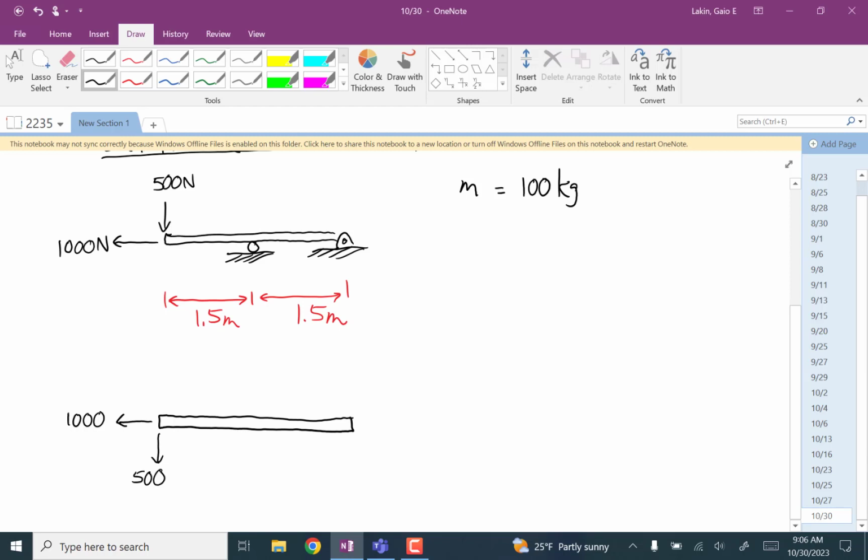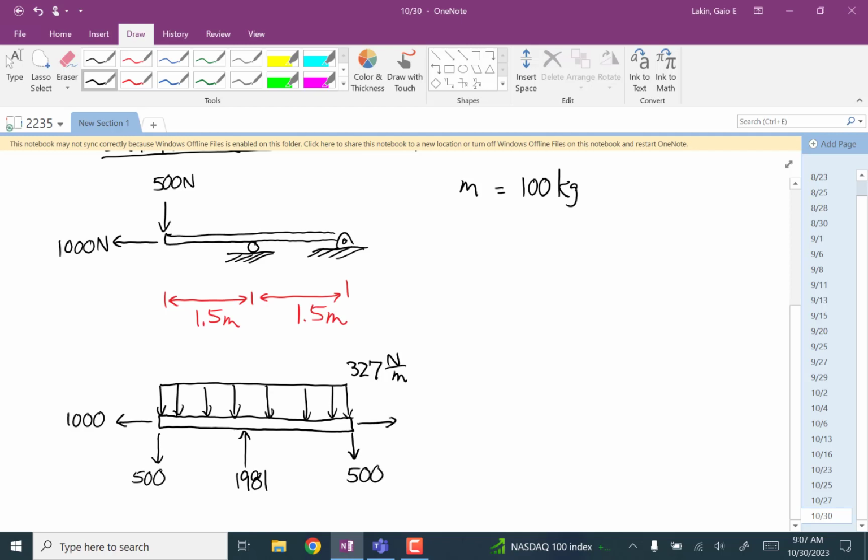That distributed load is 981, the total weight divided by the total length. So we got a uniform distributed load with a magnitude of 327 newtons per meter. We had a force from the roller of 1981. And then over here, we had a 500 down and a 1,000 this way.